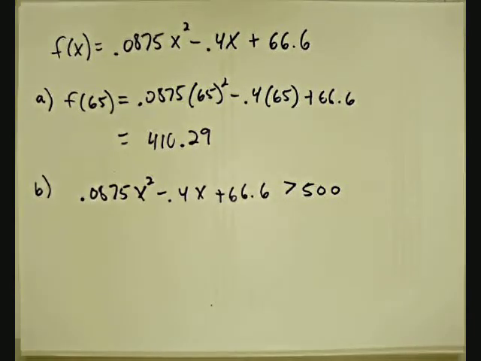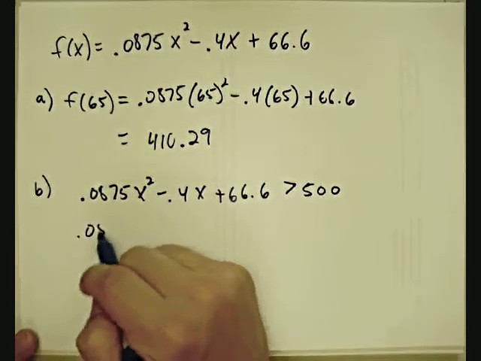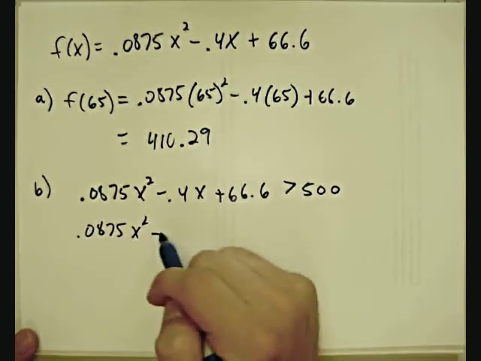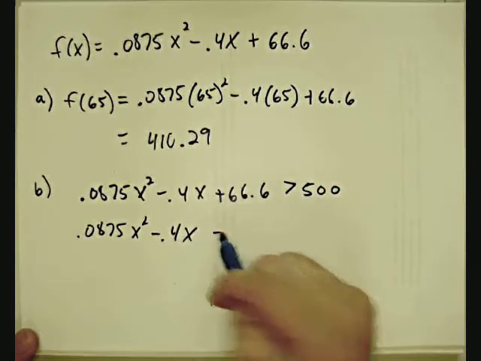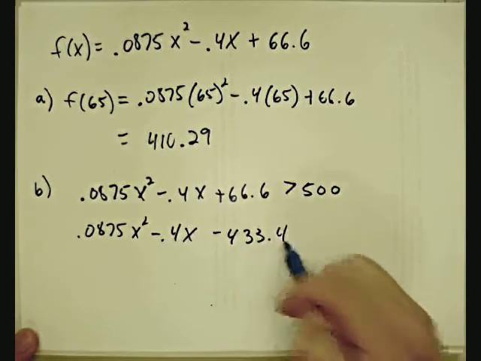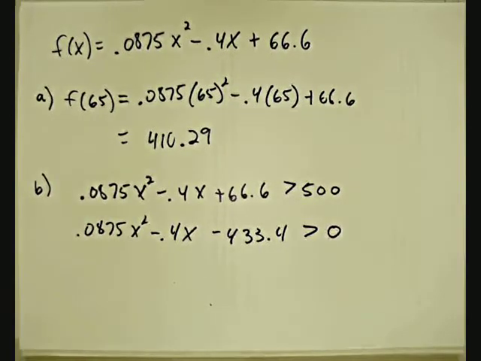So this is a polynomial inequality, and we can solve this just like we have solved other polynomial inequalities. The first thing is to subtract 500 on both sides to get 0 on the right-hand side. If you subtract 500 from 66.6, you'll get negative 433.4, and we're figuring out now when that is greater than 0. So we can solve this like we did the other problems. Let's go ahead and graph.